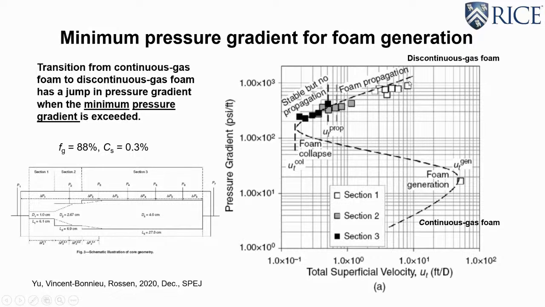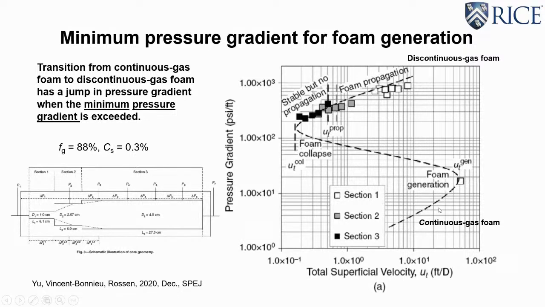Looking up here, the open squares represent section 1, that is the narrow section where we had the high velocity, we have a large pressure gradient. And this is the middle section where we have lower velocity, we have a lower pressure gradient. And then the black would be section 3 where the velocity is the lowest, the pressure gradient is even less. And then, if you get slower than this, then the foam would collapse.